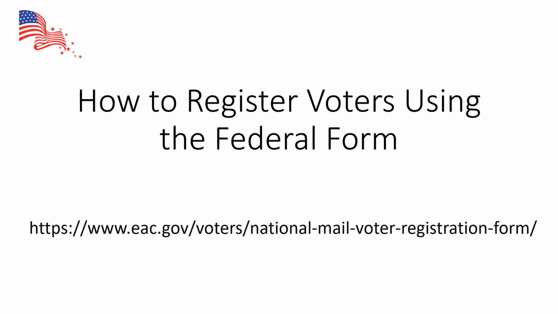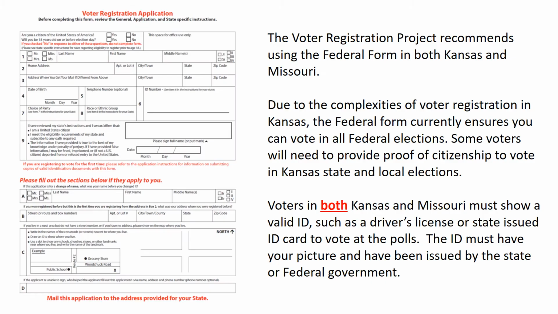This video will teach you how to register voters using the federal form. The Voter Registration Project recommends using the federal form in both Kansas and Missouri. Due to the complexities of voter registration in Kansas, the federal form currently ensures you can vote in all federal elections. Some voters will need to provide proof of citizenship to vote in Kansas state and local elections.